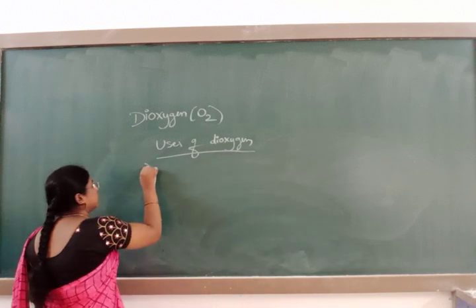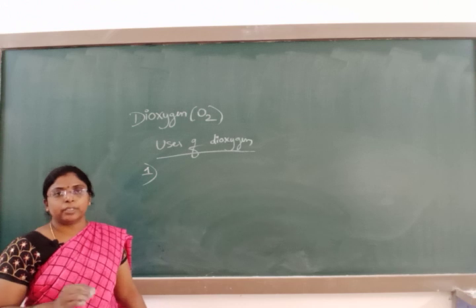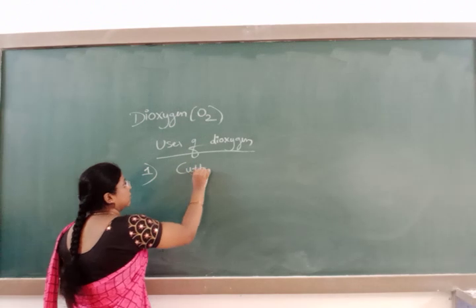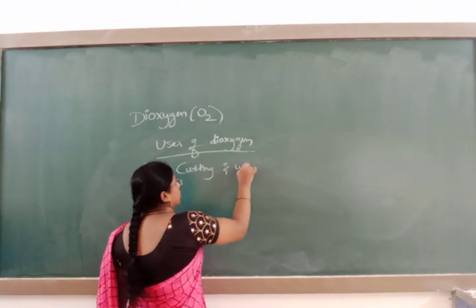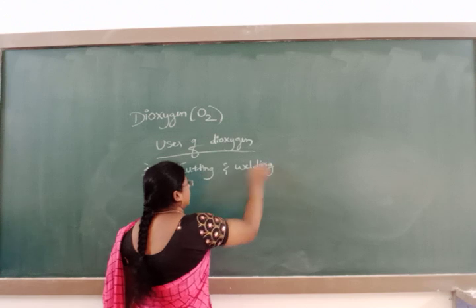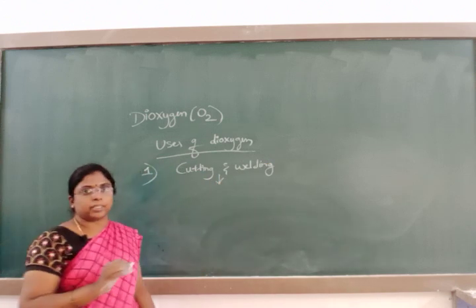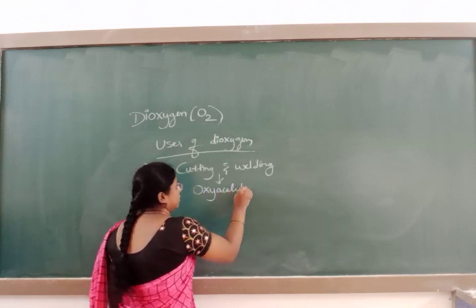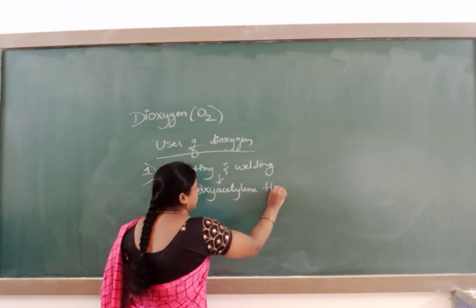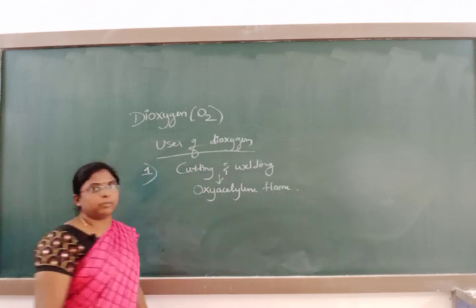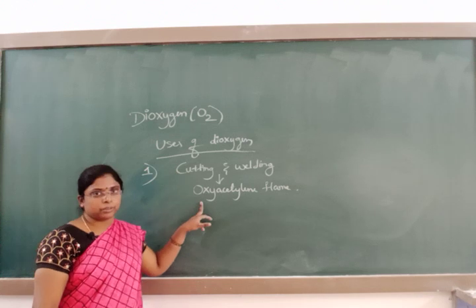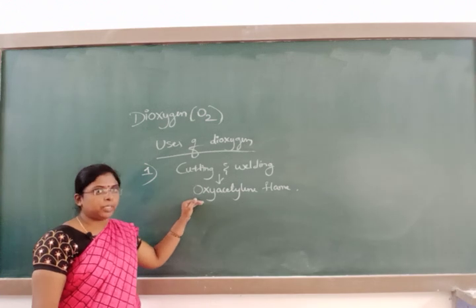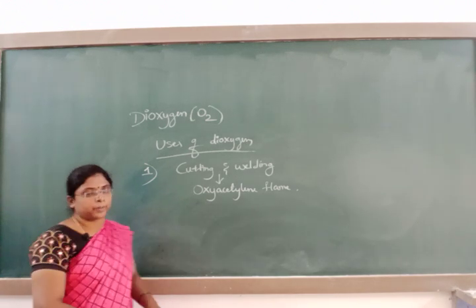First, dioxygen. Generally it is used for cutting as well as in welding purposes. Here in cutting and welding, they use the oxyacetylene flame. In the oxyacetylene flame, oxygen, dioxygen, is used. The oxyacetylene flame is used for cutting and welding purposes.